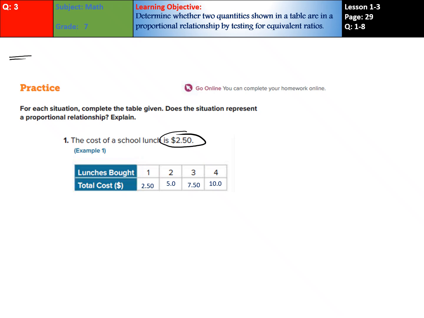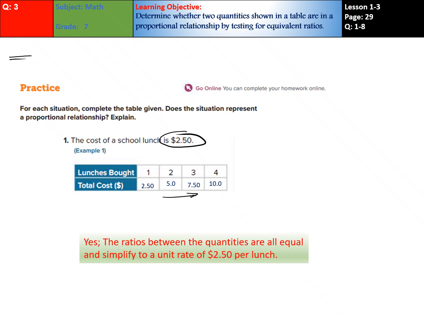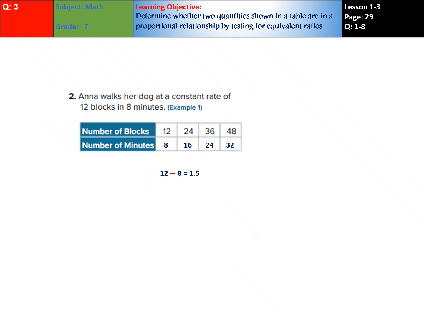If one is $2.50, for two it will be 2.50 times 2, which is 5, 2.50 times 3 is 7.50, 2.50 times 4 is 10. So if they all are increasing at the same rate, then we can say that yes, the relationship is proportional. And what is the constant of proportionality here? 2.50. Number 1, already the unit rate was given, that for one lunch the price is 2.50.